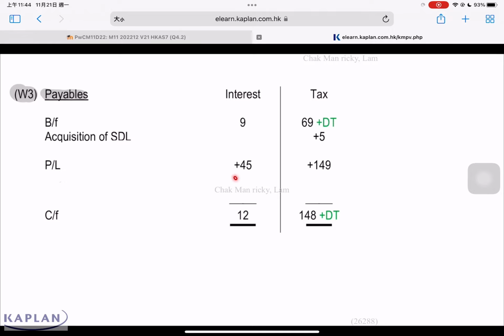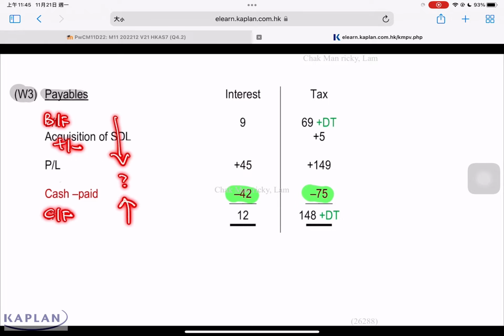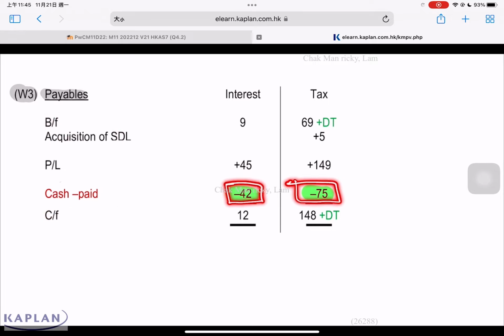If there's any other item, you plus minus first, then calculate the balancing figure. Cash paid: 9 plus 45 minus 12 equals 42. This is the missing figure that we need. 69, if there's any deferred tax, plus the deferred tax, plus 5 plus 149 minus 148. 75 is the cash paid for tax. Brought forwards, carry forwards, the plus minus, that's non-cash. After that, calculate the balancing figure. This is a figure that I need. 4275.